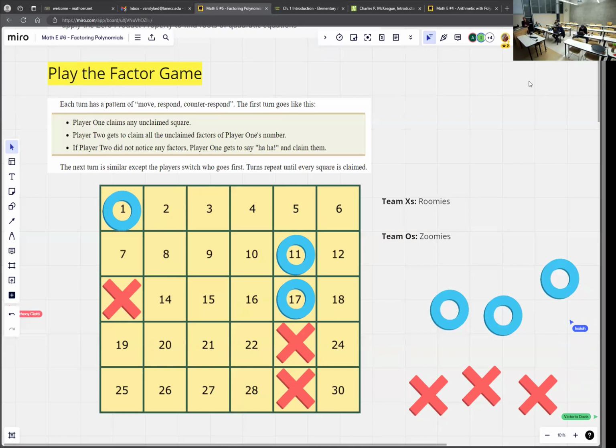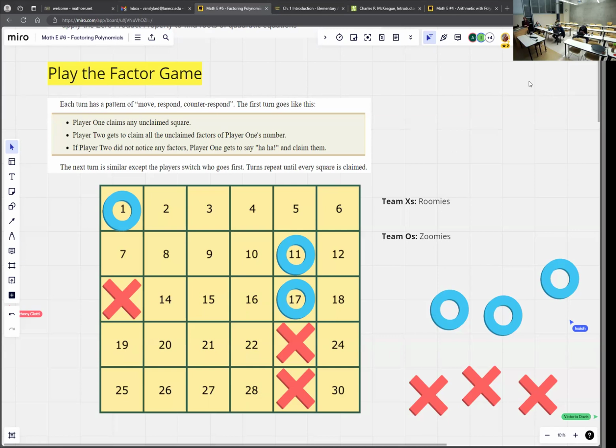Whose turn is it? It's O's turn. Zoomies, they can pick any spot they want. 7, let me give you a hint, and then I'll call time because it's time to be done. If you pick 7, they would not get a reply. But you only got 7 points. Whereas if you pick, for example, 25.